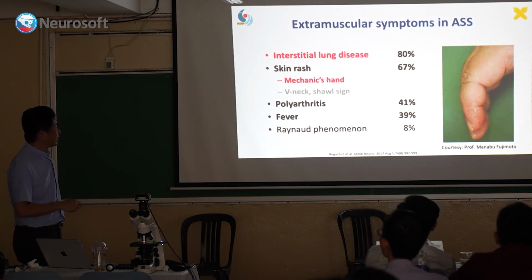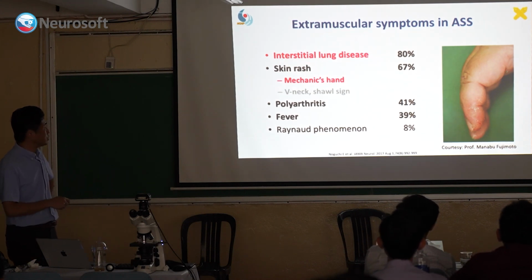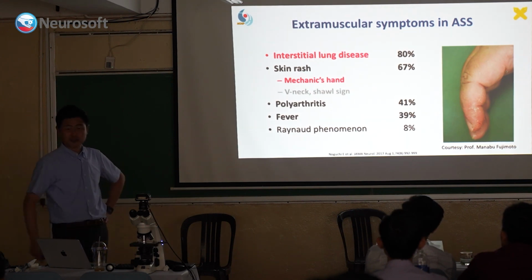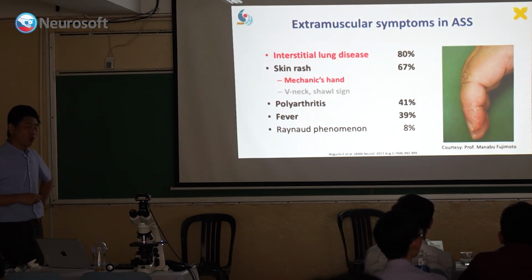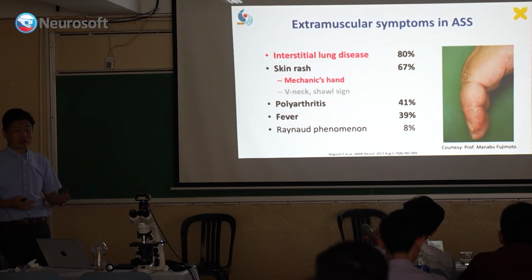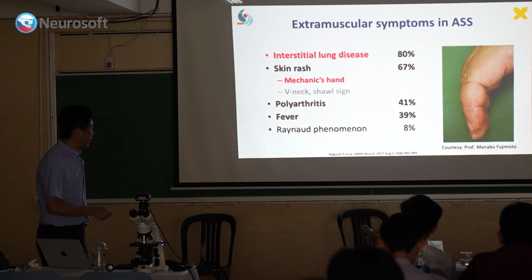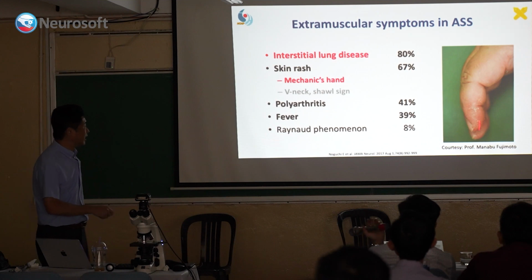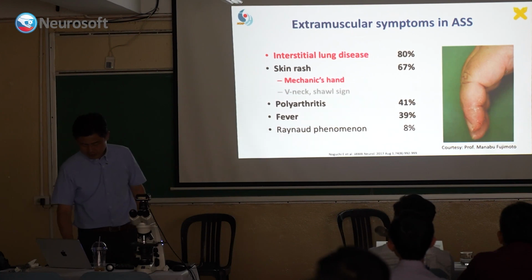Among all these cases, interstitial lung disease, this is a chronic one, is seen in 80%, and around 2/3 of the patients have some kind of skin rash, typically mechanic's hands, as you just learned from Dr. Myopathy. But they can also show V-neck or shawl sign, which is known to be seen in dermatomyositis. That's why dermatologists often say, okay, not typical, but dermatomyositis. And others like polyarthritis, fever, and Raynaud phenomenon are usually not seen in dermatomyositis. So this may be helpful for the diagnosis.